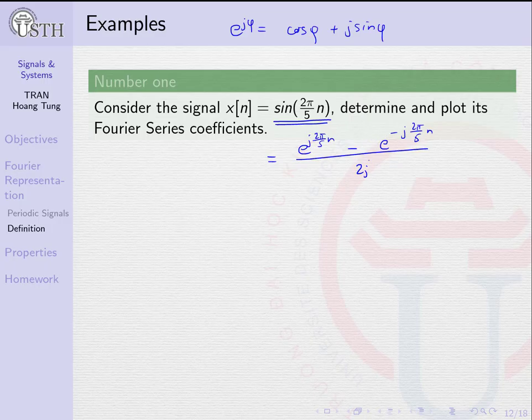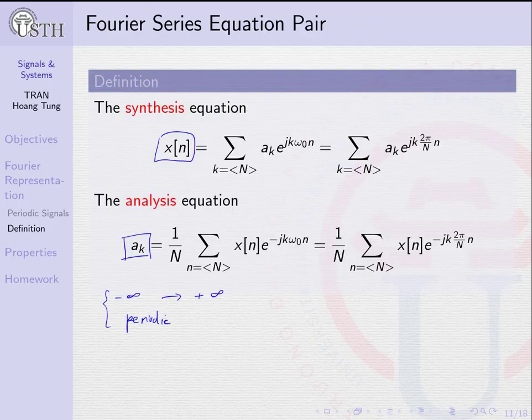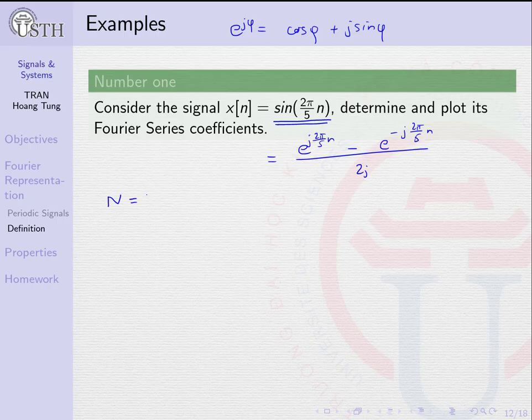So with this example, what is the fundamental period? Following the definition of this slide, compare these two formulas and you see N in this case is 5. And the value of a1 equals 1 over 2j, and then a(-1) equals minus 1 over 2j.